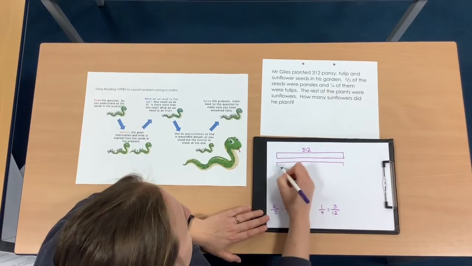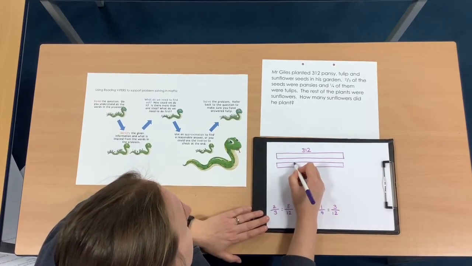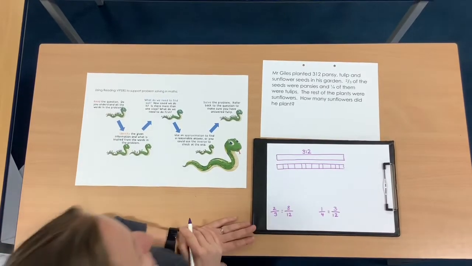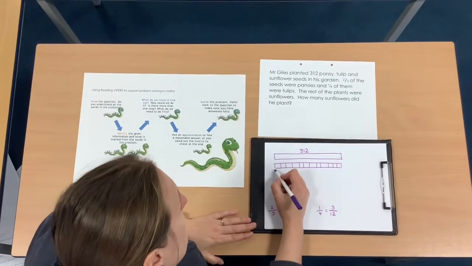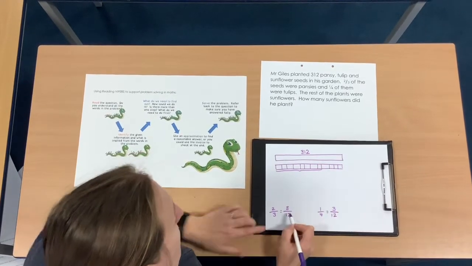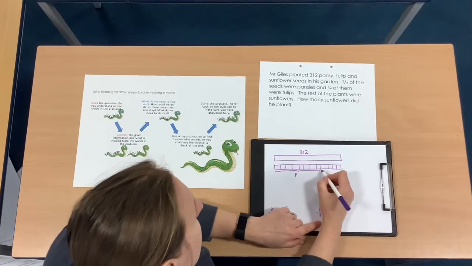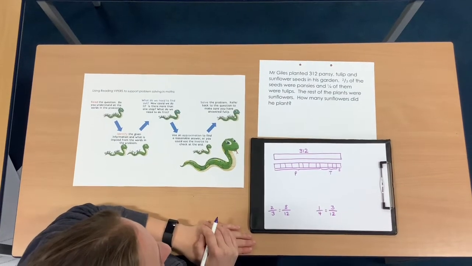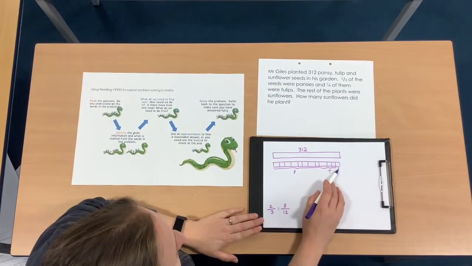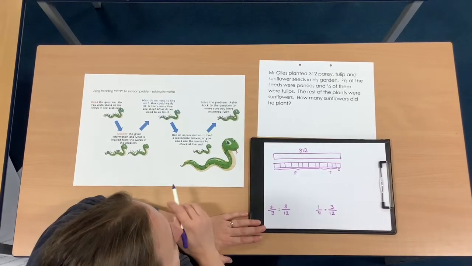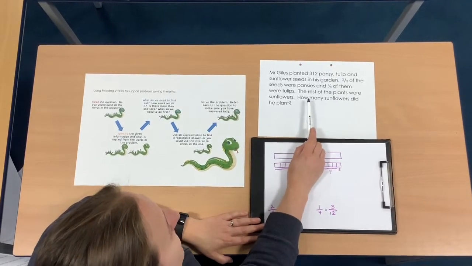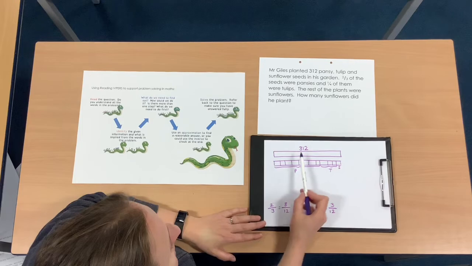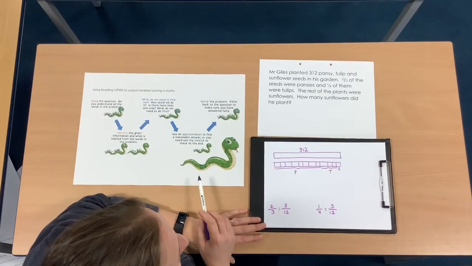So I could now split my bar, easier said than done, into 12 equal-ish parts. Okay, and then 8 of those were pansies. 3 of those 12ths were tulips, which means that 1/12 were sunflowers. So I know that 1/12 were sunflowers. This is where I'm going to go back to the problem, because the problem actually asks me how many sunflowers did he plant. So what I'm going to have to do now is do 312 and divide it by 12.